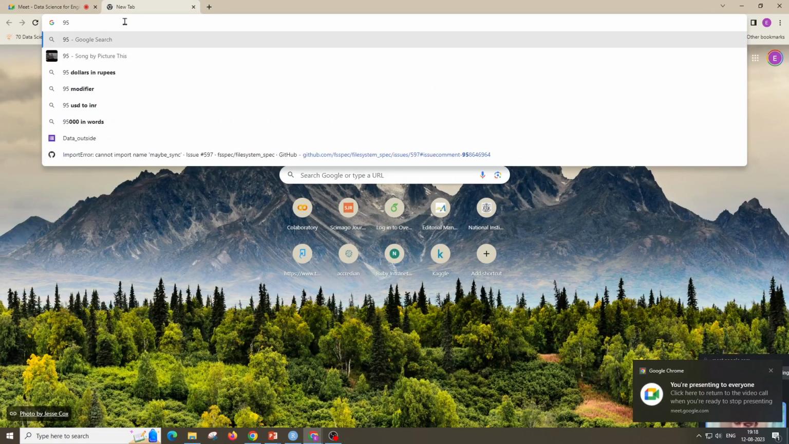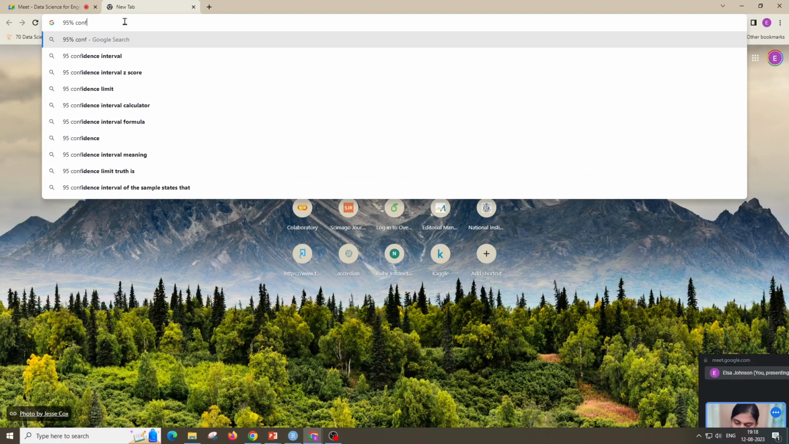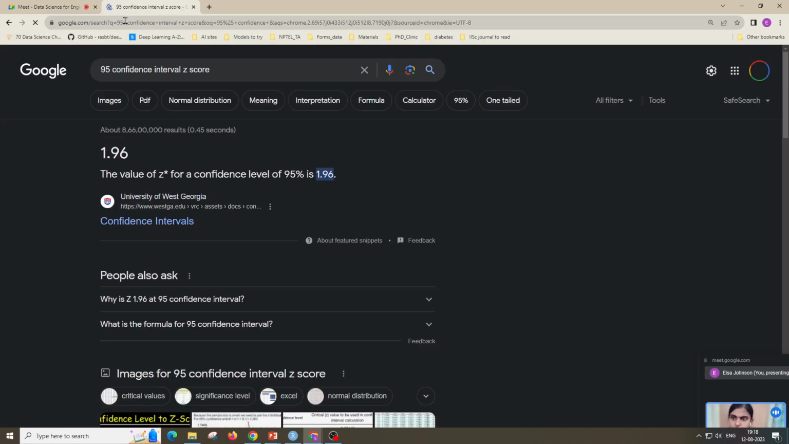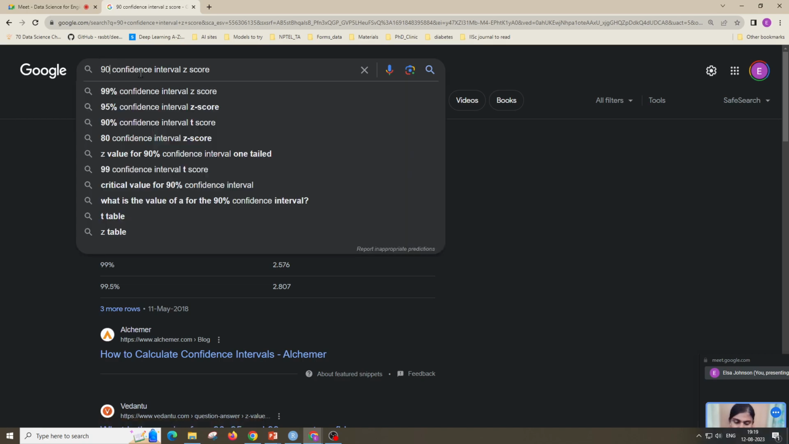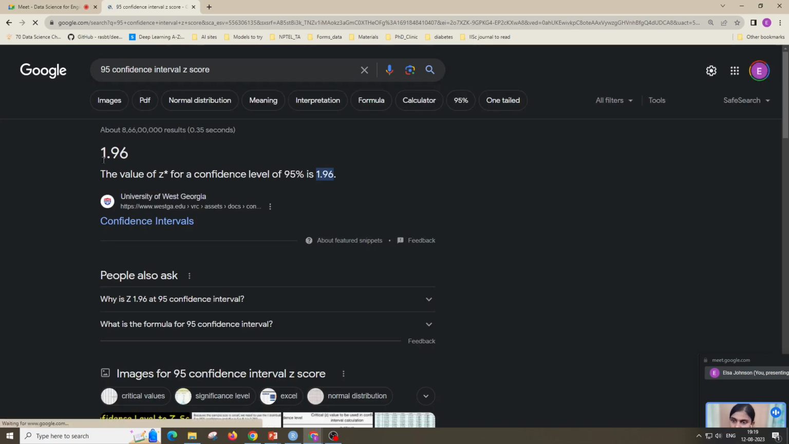For a 95% confidence interval, the z score value is 1.96. I think 1.645 was told. It's okay, that is for 90%. That was a mistake. The 95% interval is 1.96. So, Natarajan.